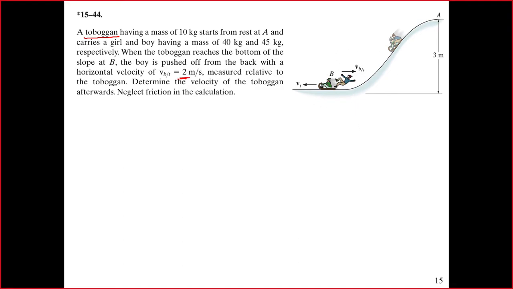Okay? So let's see. First, what I want to do is determine what their velocity was at B when they were combined, when they were both on the sledge. Okay, so for that, how do we do it? From A to B, we need velocity, and we know the height. I think I'm going to use the conservation of energy. I think that might be simpler.